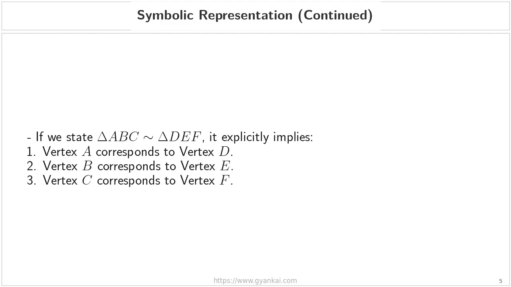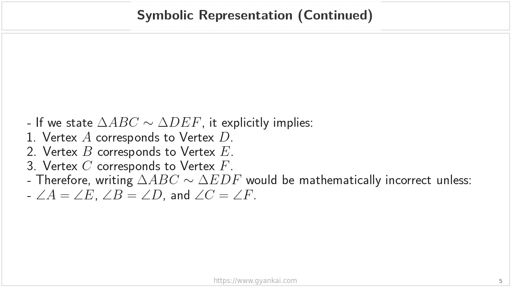Symbolic representation, continued. If we write out the statement, delta ABC is similar to delta DEF, this isn't just a random string of letters. It explicitly implies a specific mapping between the two triangles. Specifically, it tells us that vertex A corresponds to vertex D, vertex B corresponds to vertex E, and vertex C corresponds to vertex F. Because of this, we have to be extremely careful with our notation.